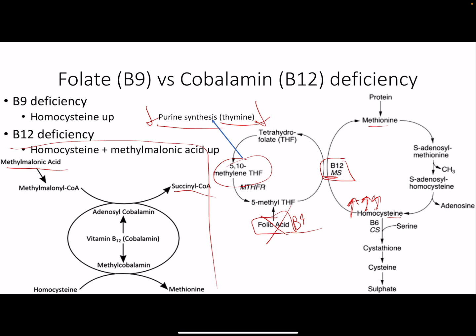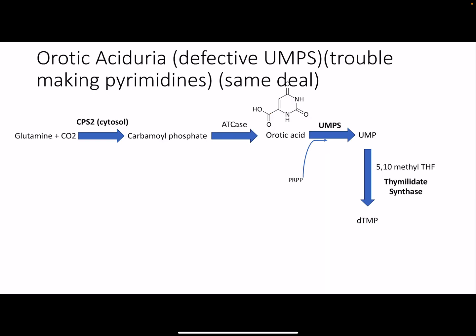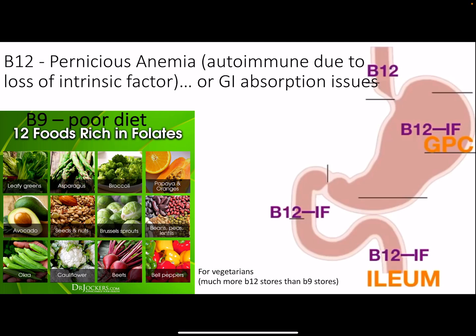On the other hand, if I have a B12 deficiency, it's the same thing. My homocysteine levels are going to go up because I cannot convert it into methionine. But B12 we're seeing also has a role over here. We cannot generate succinyl-CoA, which means the methylmalonic levels will go up. So for B12 deficiency, you are going to have both homocysteine and methylmalonic acid build up. So it's an important way that they might differentiate the two. Actually, we'll come back to orotic acid in a second. Let's just talk a little bit more about B9 and B12.